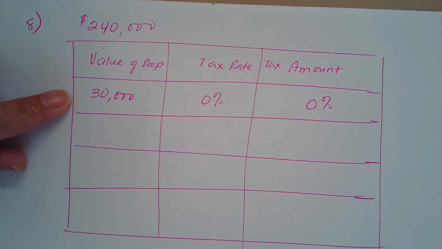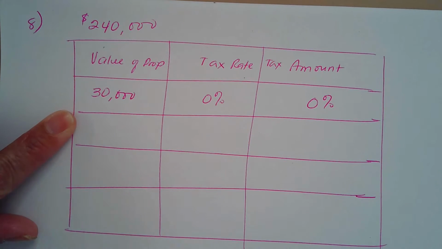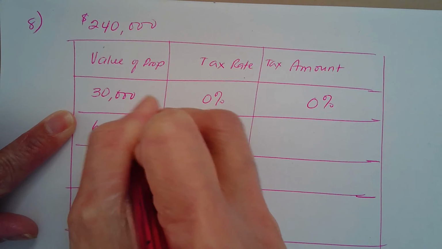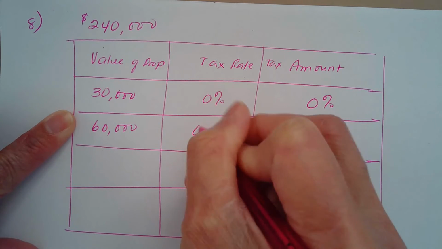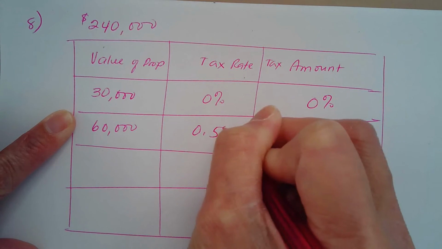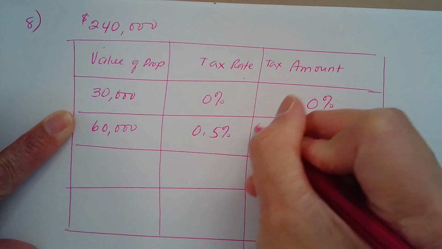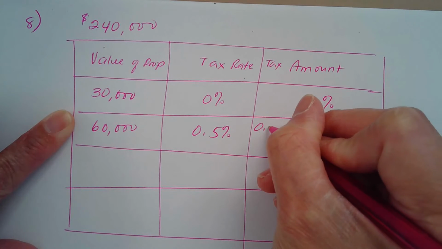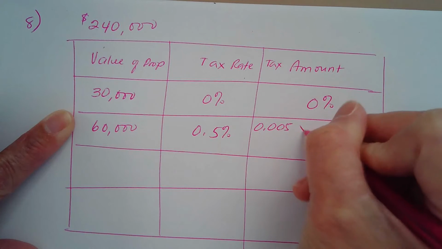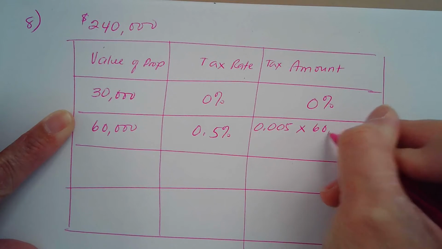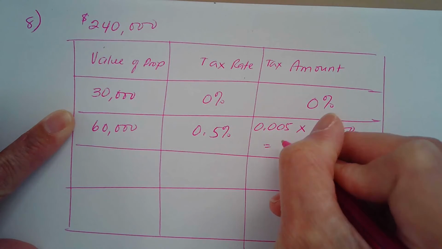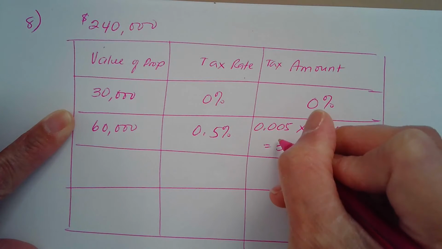So we're now at 30. The next one is 60,000. The rate there is 0.5%. So how do we calculate that? It's divided by 100, 0.005 times 60,000. That's going to be $300.